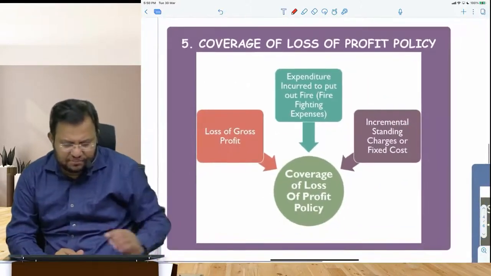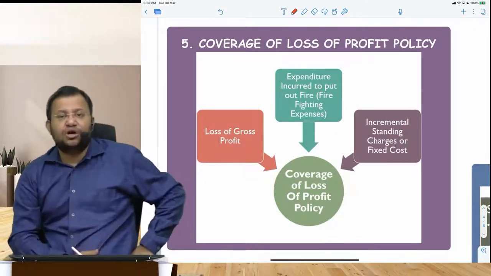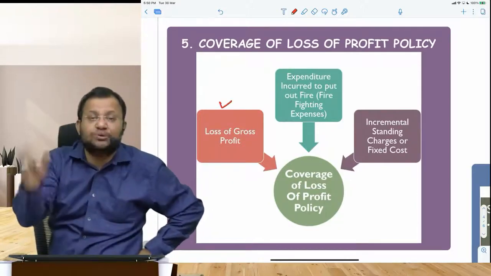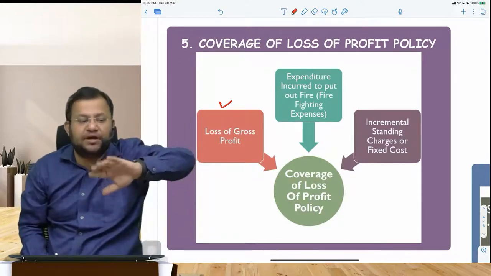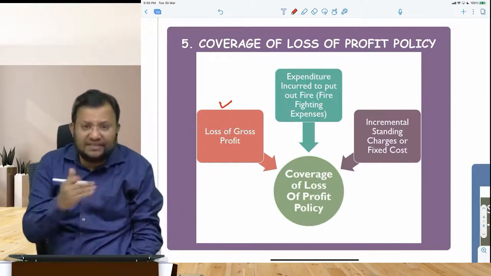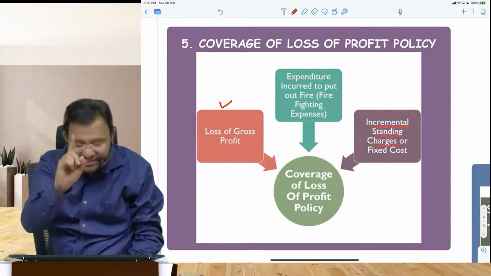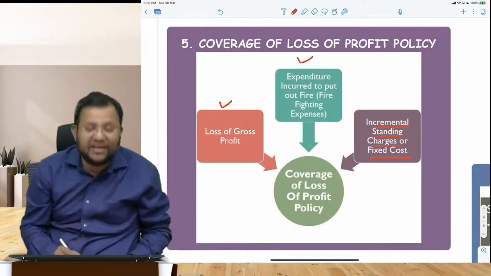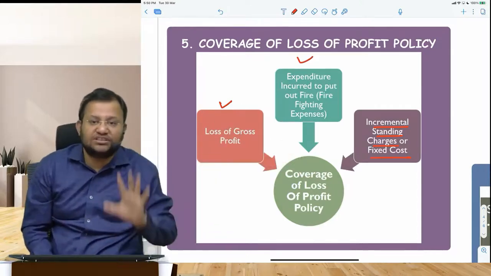So whenever you take a loss of profit policy, it is a consequential loss of profit policy. Under this policy, you are going to get a compensation for whatever gross profit you lost during indemnity period. Whatever gross profit you could have earned during indemnity period but you did not earn, that will be compensated under the insurance policy, plus whatever additional expenses you incurred towards a fixed cost during indemnity period, they will also be compensated, plus firefighting expenses will also be compensated if they are already not compensated under loss of stock policy.